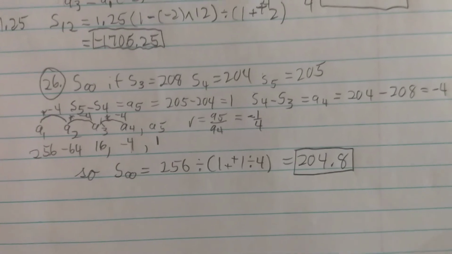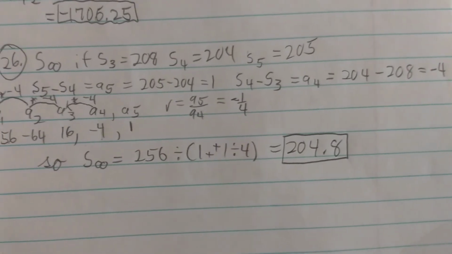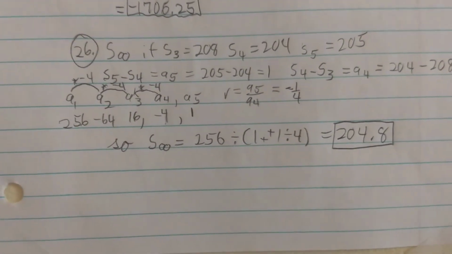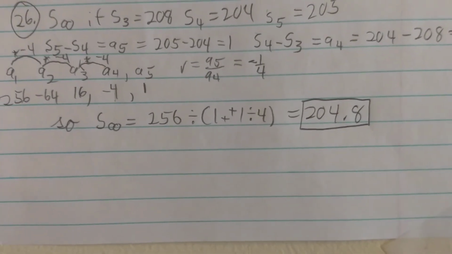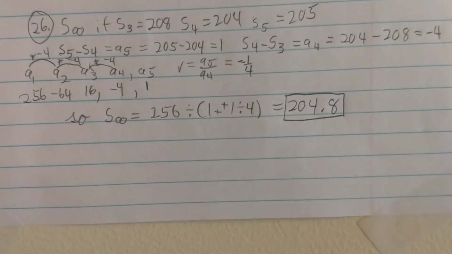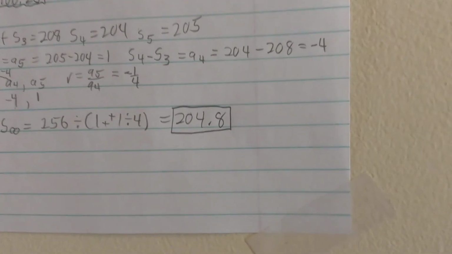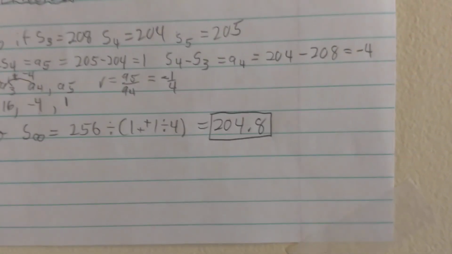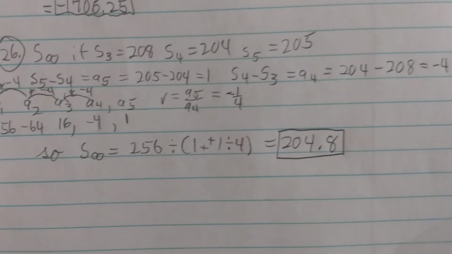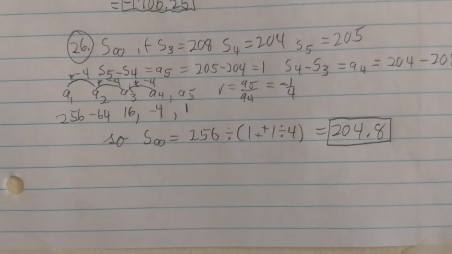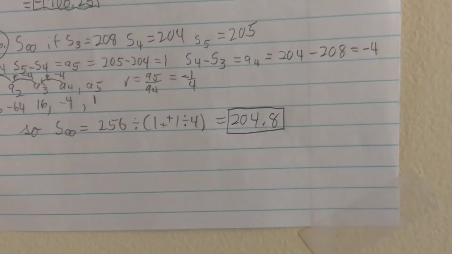For the last one, we're going to do S infinity if S3 equals 208, S4 equals 204, and S5 equals 205. And again, remembering that S5 minus S4 leaves just A5, so we can subtract 205 minus 204 is 1 for A5, and A4 is S4 minus S3 like we did on the previous problem. So that would be 204 minus 208 is negative 4. So looking at what we have, A4 is negative 4, A5 is 1.